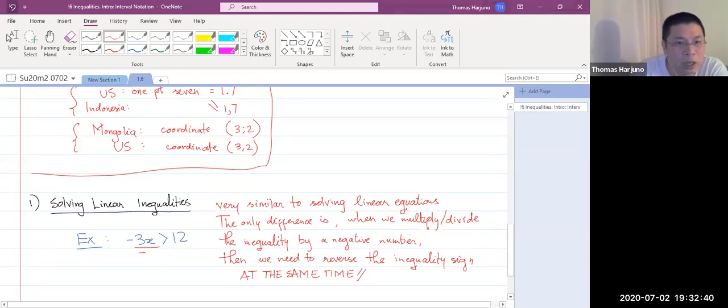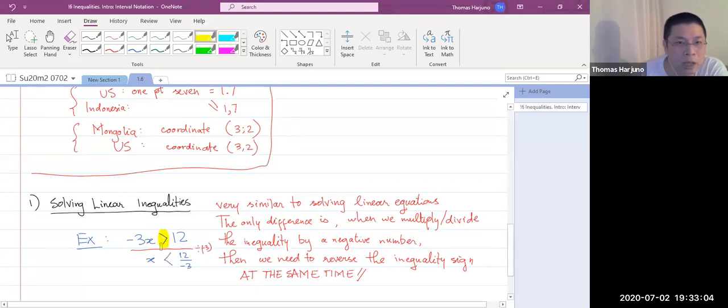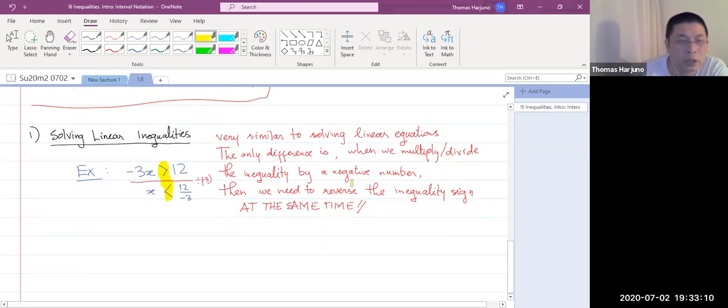Notice that when I divide by negative 3, the left-hand side becomes x, the right-hand side becomes 12 over negative 3, right? But because I divide by a negative number, because I divide by negative 3, then at the same time, I need to reverse the inequality sign. At the same time. It's not two steps. I know you want to say, Thomas, if I write it this way, don't you think I get the same answer? Well, getting the same answer doesn't make you right.